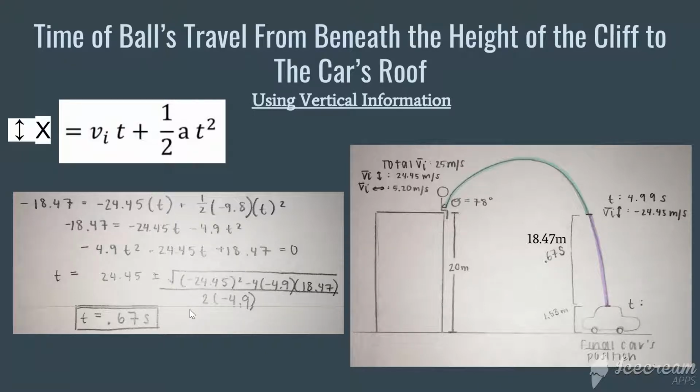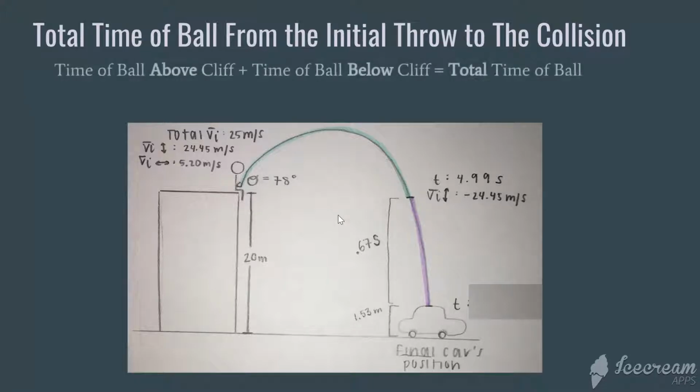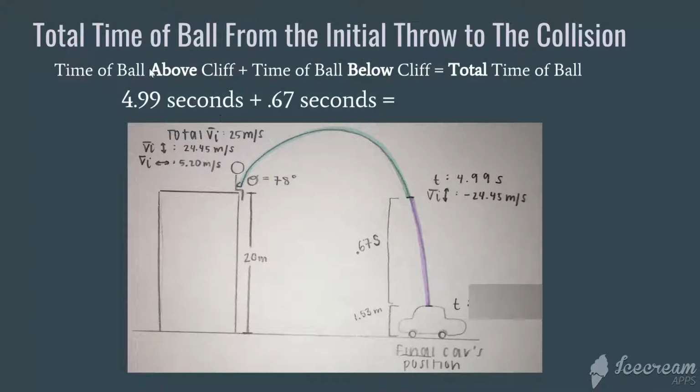So now we need to find the total time from the initial throw to the time the ball hits the car, which can be simply found by adding 4.99 seconds of the ball above the cliff to the 0.67 seconds found of the ball below the cliff. So in the end, this is 5.65 seconds of total time.